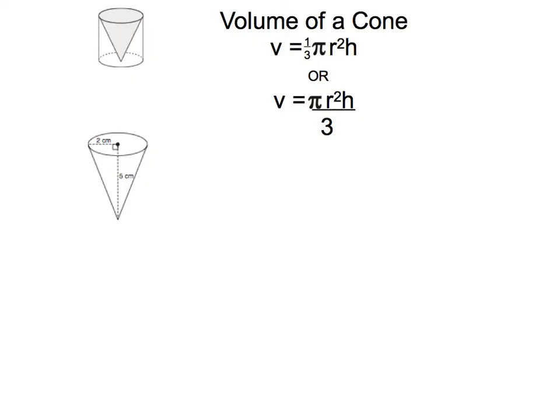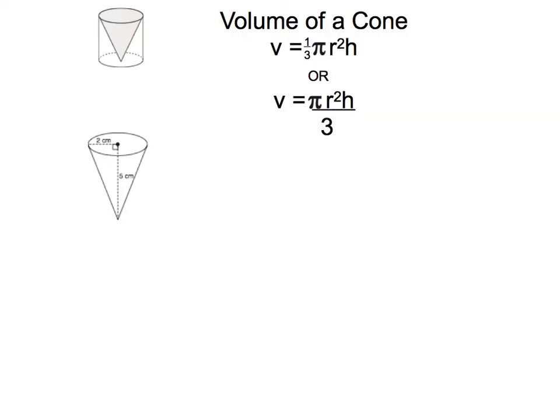Here are your two options for the formula for the volume of a cone. Notice that one formula has a 1/3 in it, so 1/3 times pi r squared times h, and the other one has pi r squared times h divided by 3. Jot both of them down in your notebook, and you can choose which formula you want to use for your homework and on your tests and quizzes, whichever formula you think would be easiest for you to work with.